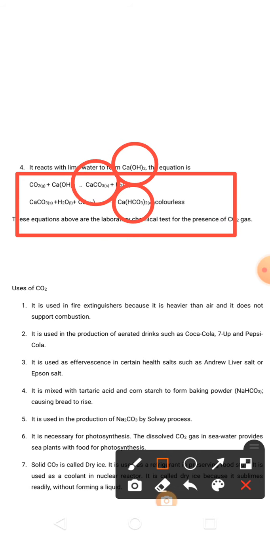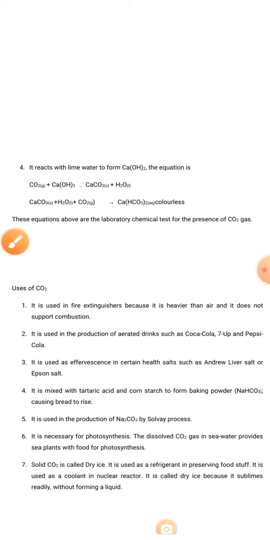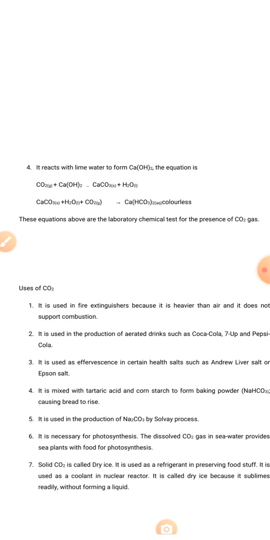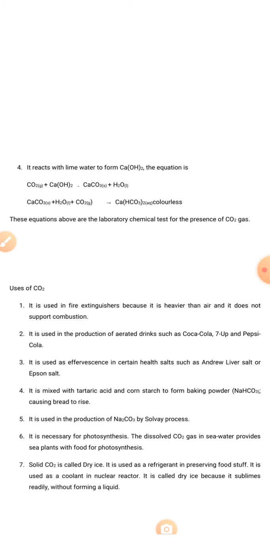Please take note of that equation. When you pass a limited quantity of CO2 into Ca(OH)2, it will give you calcium carbonate, which is milky. But if you now pass excess, that's the second equation. If you pass excess carbon dioxide, it will turn colorless. What makes it colorless is the presence of the compound Ca(HCO3)2. So please take note of that.